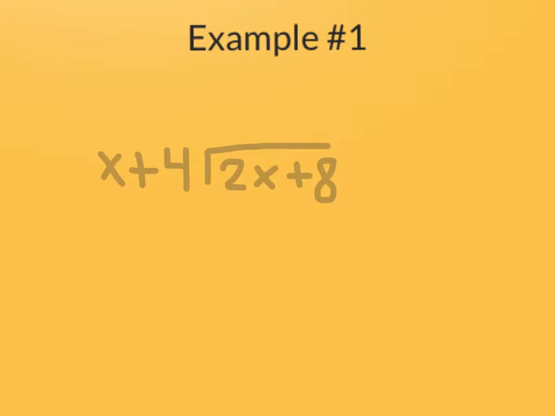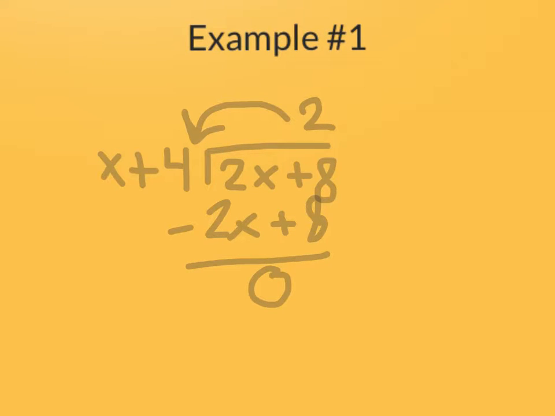So in order to solve for it, we need to figure out how many times x plus 4 will go into the equation. So in order to get 2x, we'd have to multiply x by 2. So here is the 2. And now we have minus 2x, and then multiply that 2 by 4, and we have 8. And then we are left with the remainder of 0, and our answer is 2.